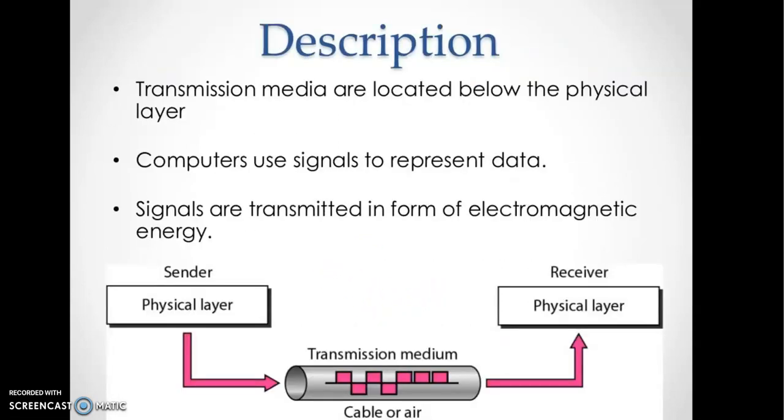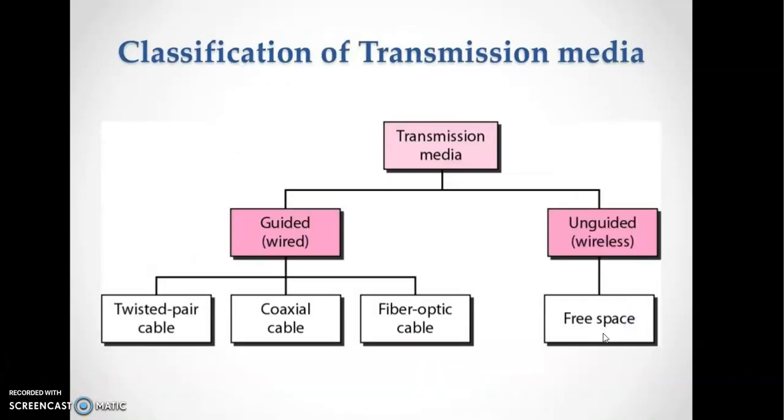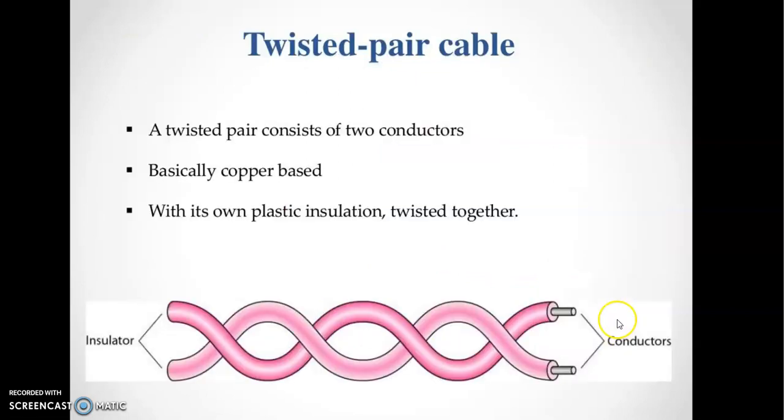Transmission media is below the physical layer. Computers usually use signals to represent data. The physical layer sends them through a cable or transmission medium. Classification of transmission medium: transmission media are guided and unguided. Guided is further divided into twisted pair, coaxial and optical fiber, and unguided is free space wireless.